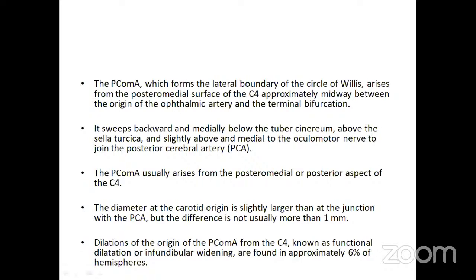Posterior communicating artery, the text about this is, it forms the lateral boundary of the circle of Willis, arises from the posterior medial surface of C4 approximately midway between the origin of the ophthalmic artery and the terminal bifurcation. It goes backward and medially below the tuber cinereum, above the sella turcica. It is slightly above and medial to the oculomotor nerve, and it joins the PCA, as we have seen in the previous diagram. The diameter at the carotid origin of the PCOM is slightly larger than at the junction with the PCA, but the difference is not usually more than 1 mm.